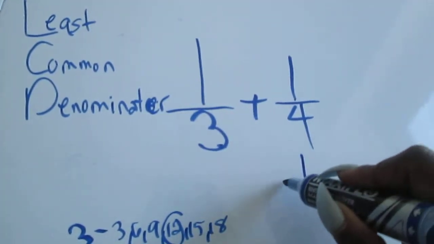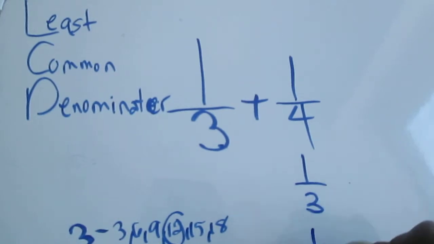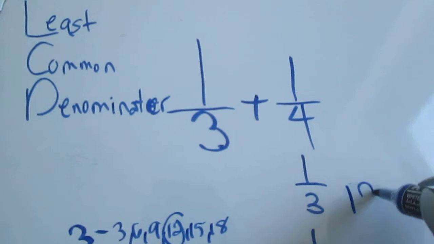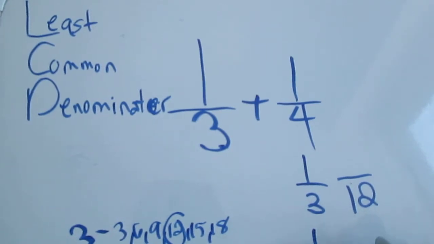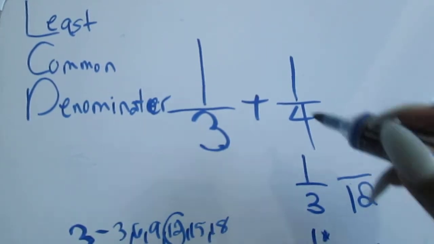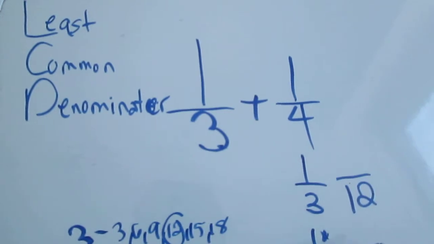So in order for me to get this right, I'm going to have to use the LCD to figure out how to create an equivalent fraction. I'm making an equivalent fraction. That means I'm making this smaller fraction a little bit bigger so I can add them together. So now, what times 4 equals 12? 3. And whatever you do to the bottom, you must also do to the top.